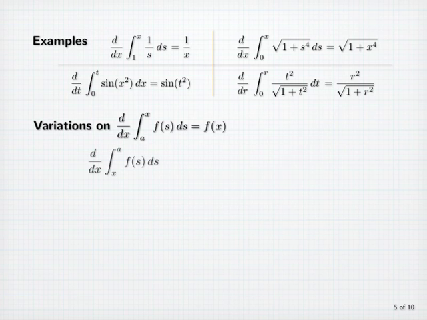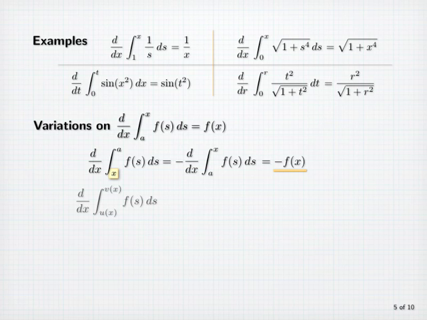Suppose we have a function that's defined to be the integral from x to a of f of s ds as opposed to the integral from a to x. In other words, the variable appears as the lower limit of integration. How would we take its derivative? Well, it's a simple matter to simply reverse the limits of integration by introducing a minus sign. So we end up here with a derivative that's minus f of x.